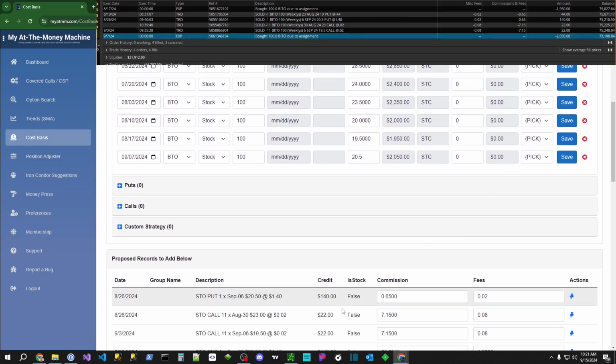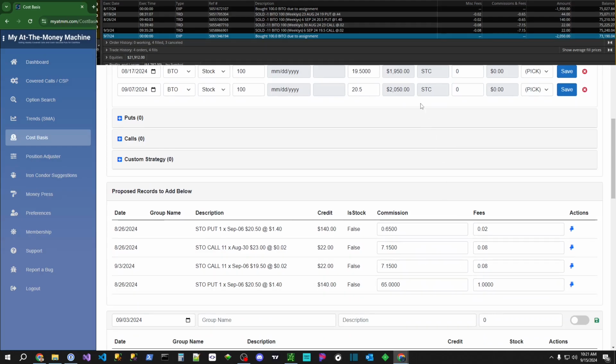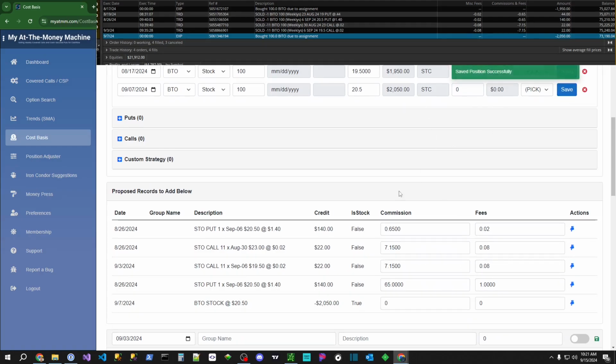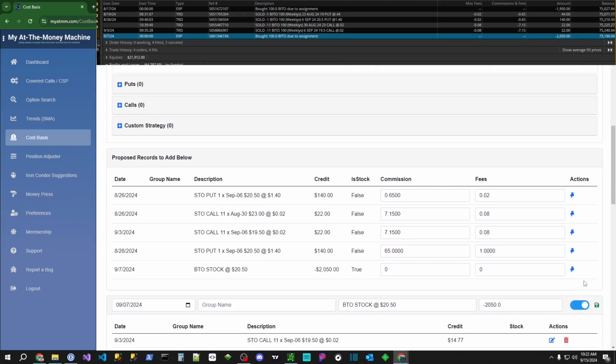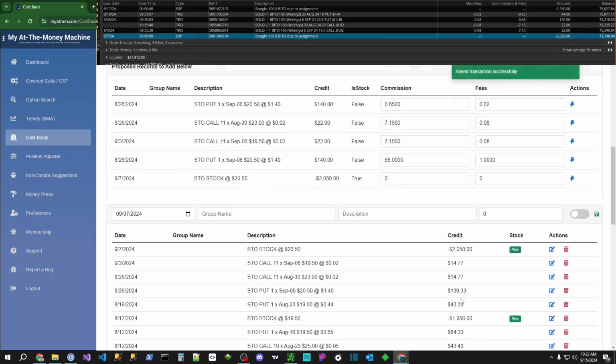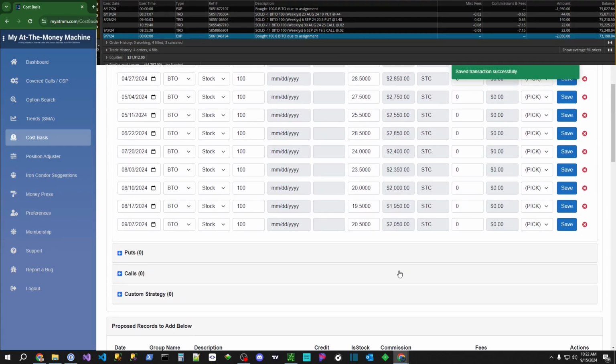All right, so 20.50. Okay, it didn't move down as a proposed record. If we just click save here, it will move down to the proposed record. There's no commissions, no fees per Thinkorswim. Click the helper button and save that. And now that's retained to the permanent transaction history.